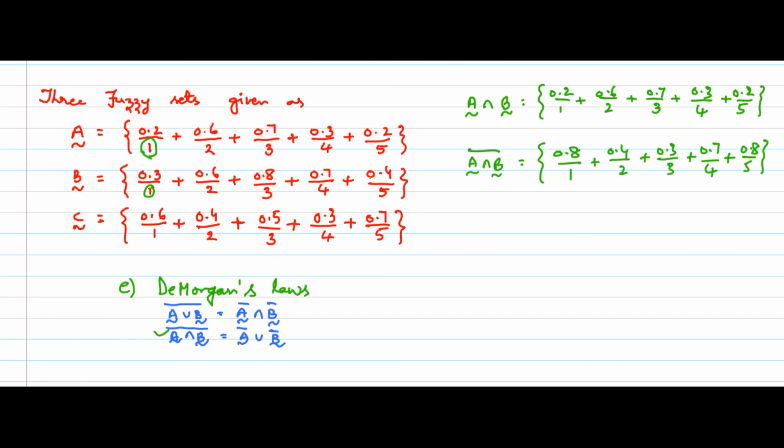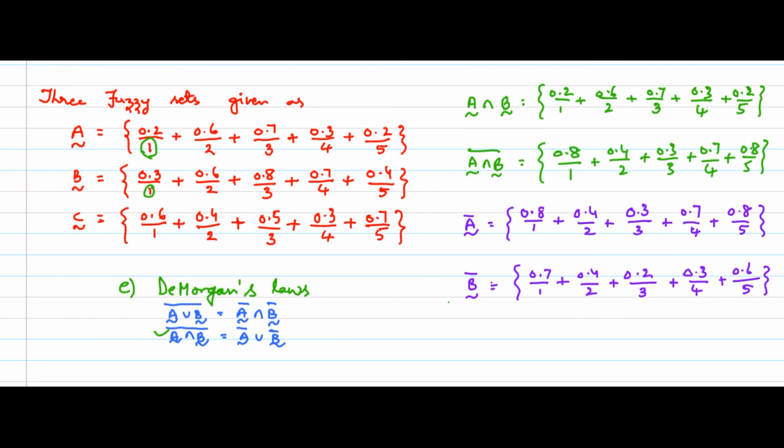Now we have already seen A bar and B bar, so now we need to do A bar union B bar. This is A bar and this is B bar. Simply, mu A bar of x is equal to 1 minus mu A of x. By using that formula we have already solved A bar and B bar. Now we need to find the right side part. This is the left hand side part, and now I want to solve the right hand side part also, that is A bar union B bar.